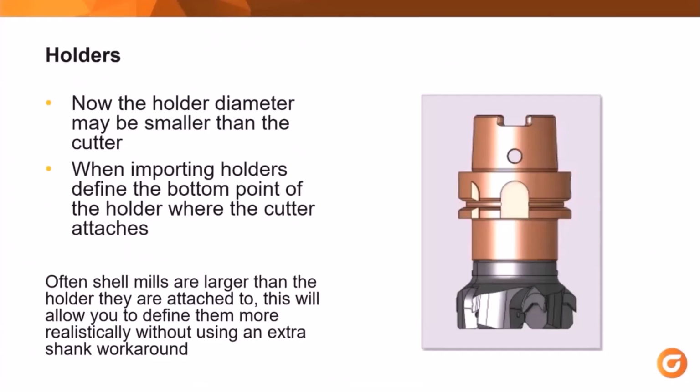Holders. Now the holder diameter may be smaller than the cutter. And when importing holders, we can define the bottom point of the holder where the cutter attaches. Often shell mills are larger than the holder they're attached to. This will allow you to define them more realistically without using an extra shank workaround. Let's take a look.